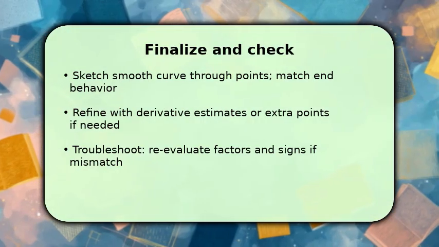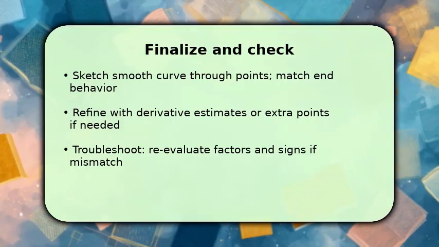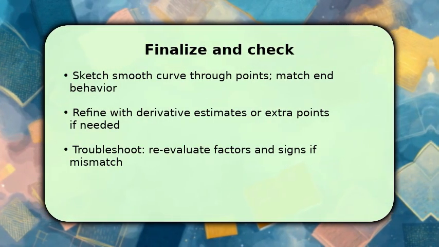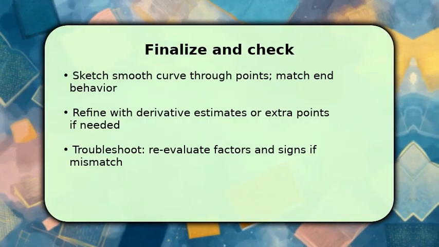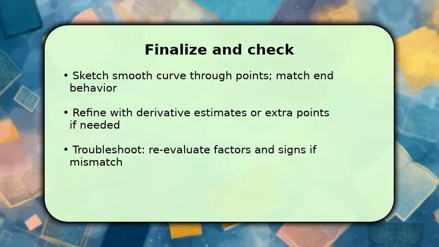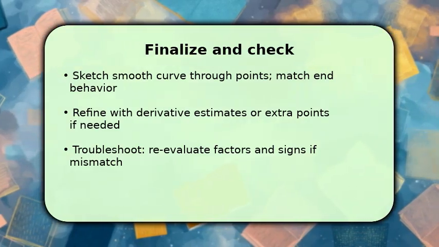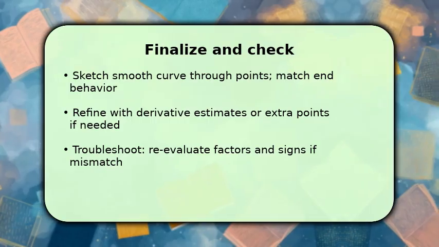You finish by drawing a smooth curve through the intercepts and turning approximations, ensuring the ends match the leading term prediction. If precision matters, compute one or two extra y values or use derivative estimates to refine slope at key points. Finally, check continuity and symmetry.